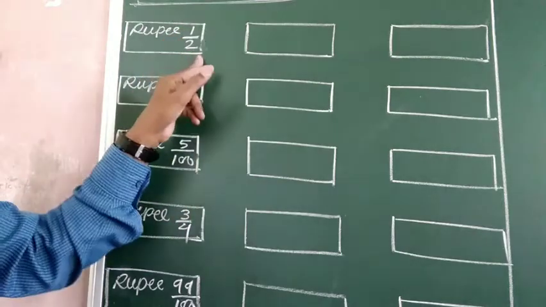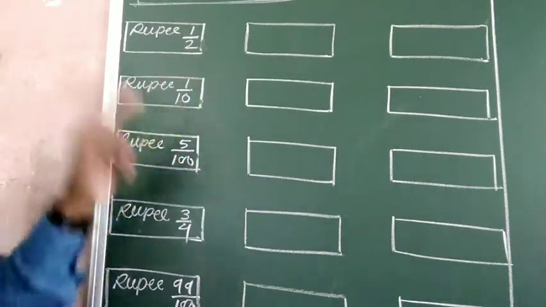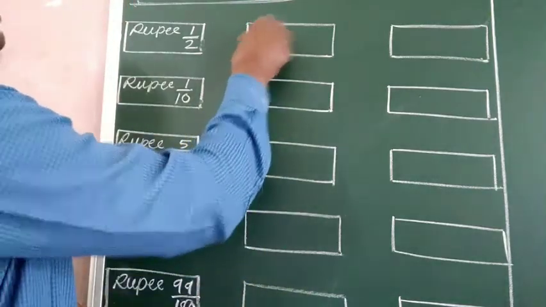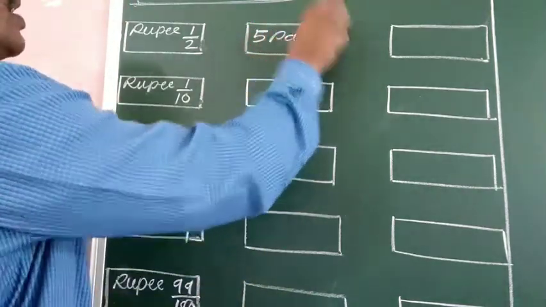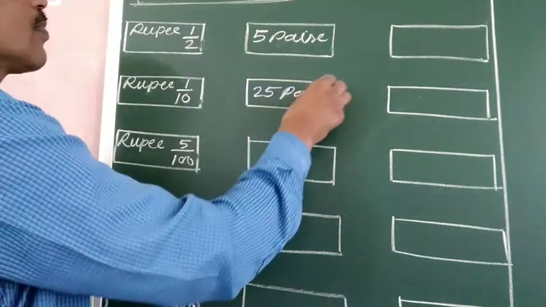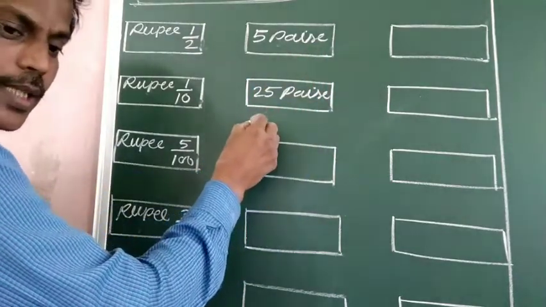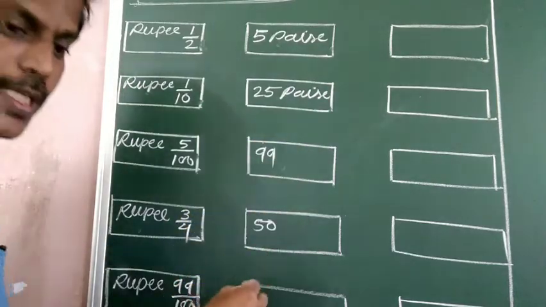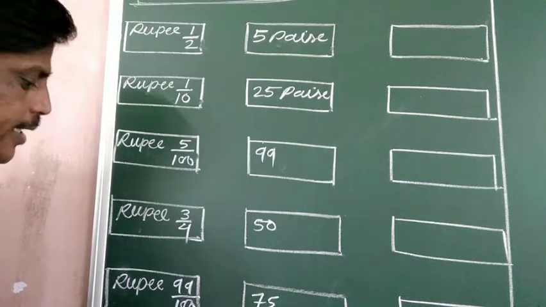Now 1 by 2 means half. 1 by 10 means 1 out of 10 parts, like that. And in this column it is paise. See, it is 5 paise, then 25 paise, 99 paise, 50 paise, 75 paise, and 10 paise.